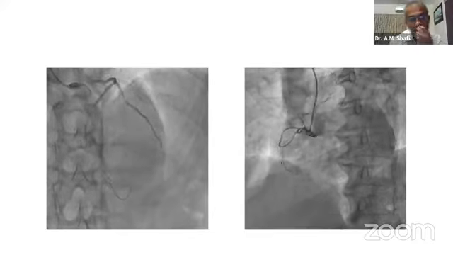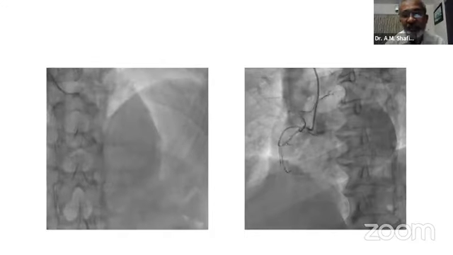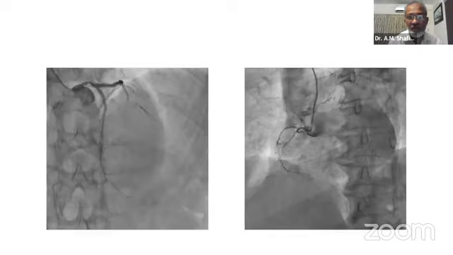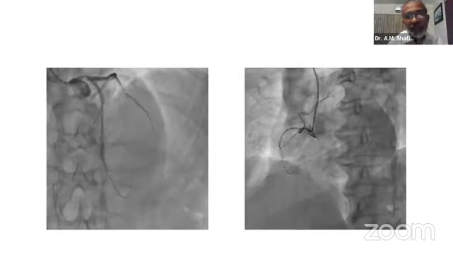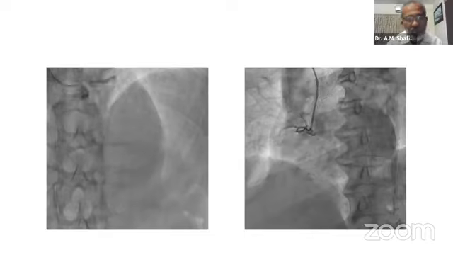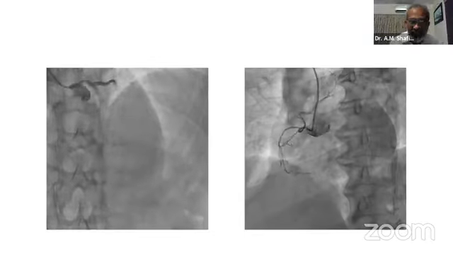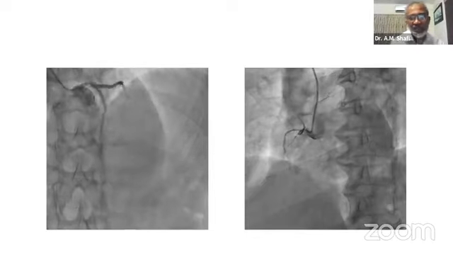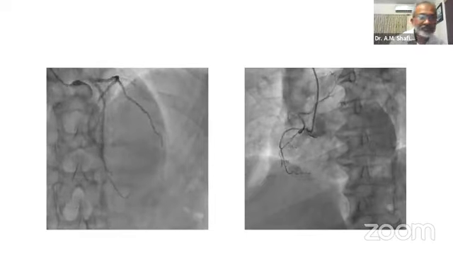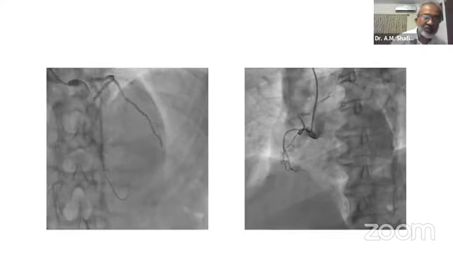This patient developed severe chest pain in the night. I recommended urgent CABG, and the patient was waiting for the next CABG. The patient developed severe chest pain and was in shock at night. So the surgeon had to come to do CABG in the night, and CABG was done at night. Just a few days back, I did the angiogram.